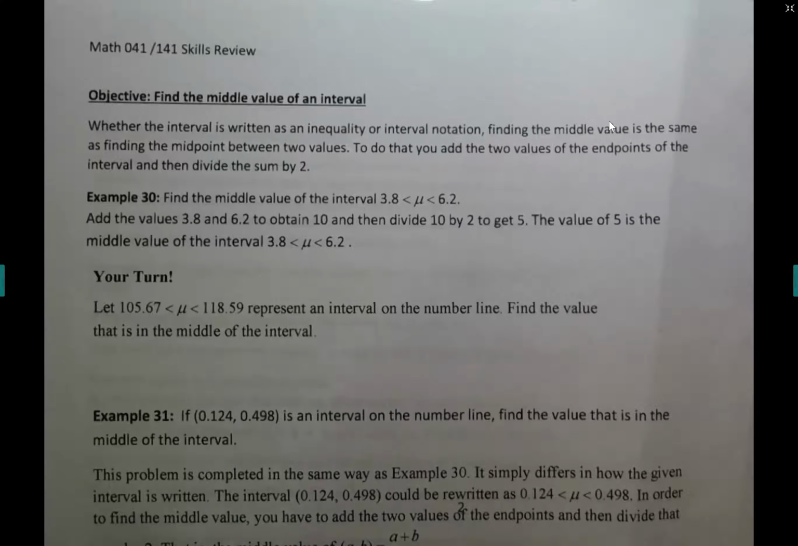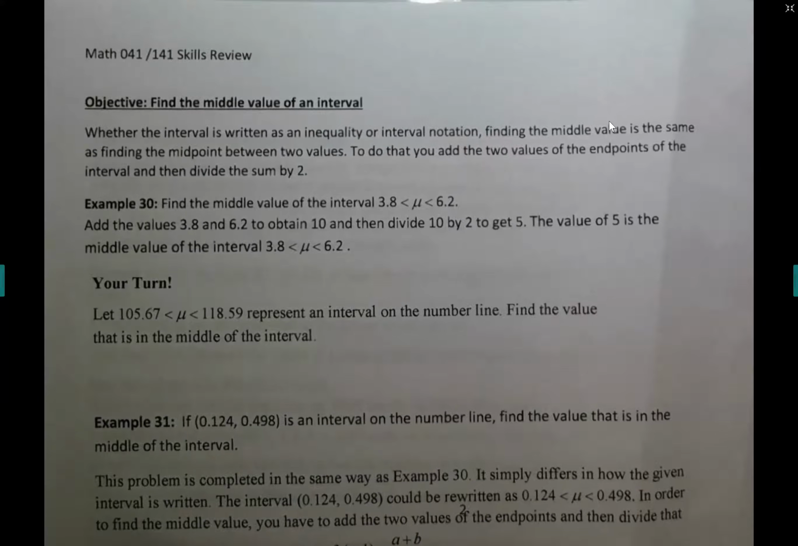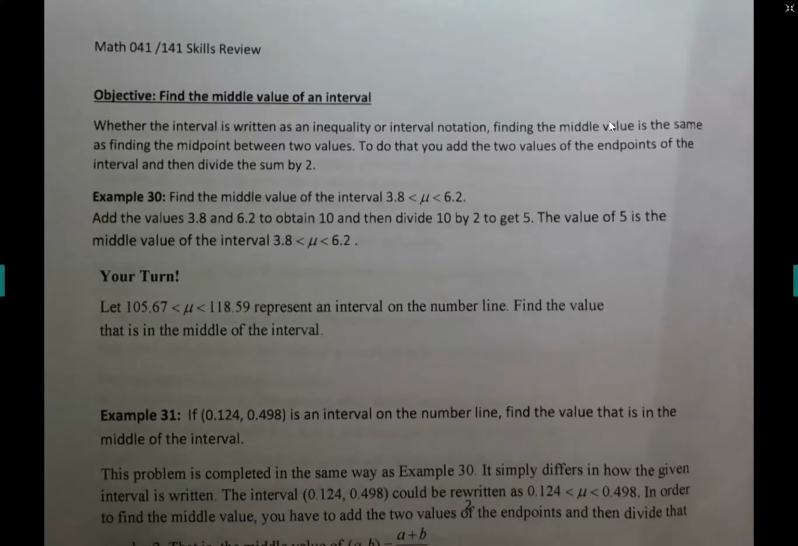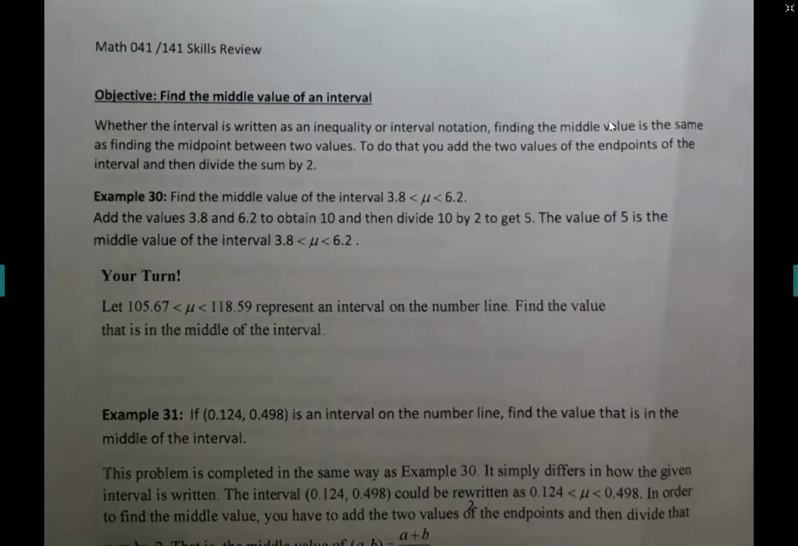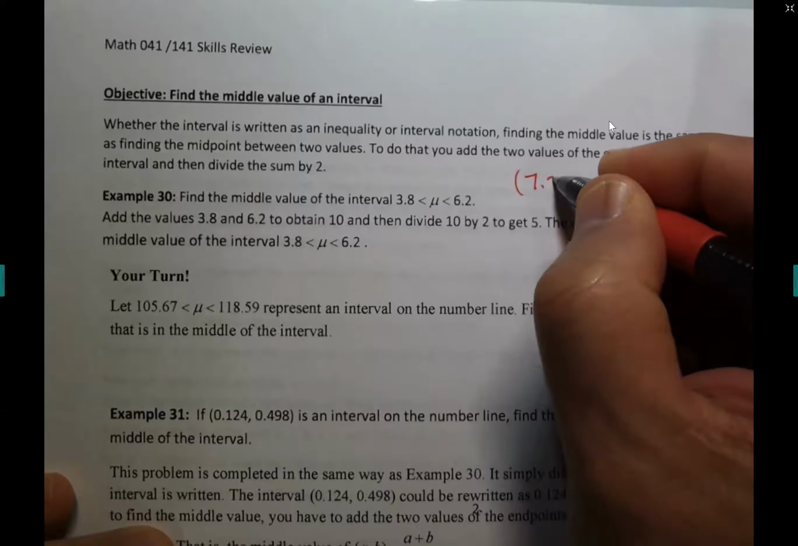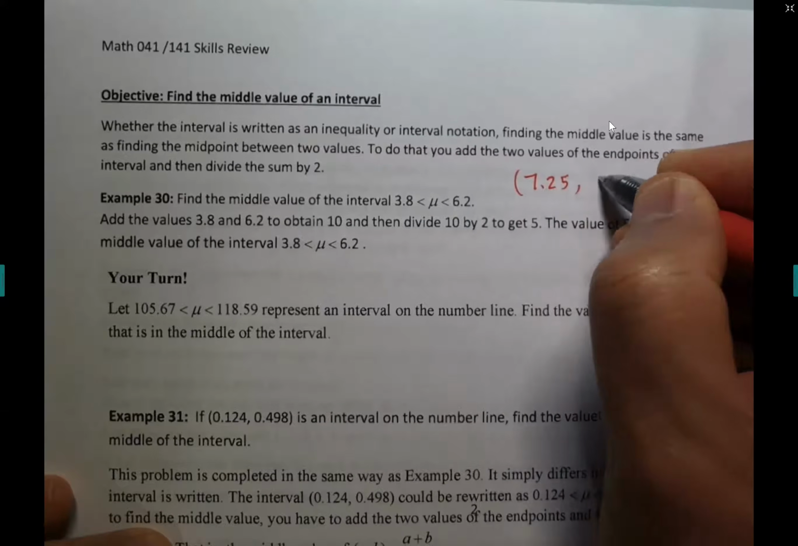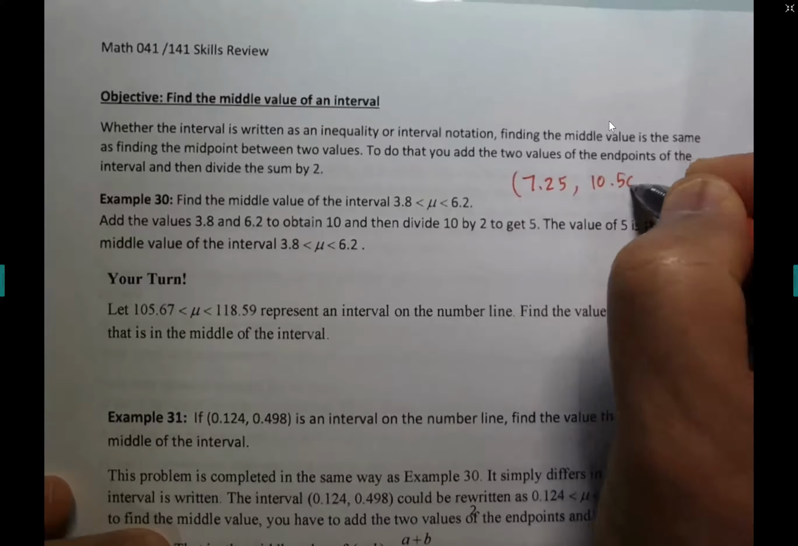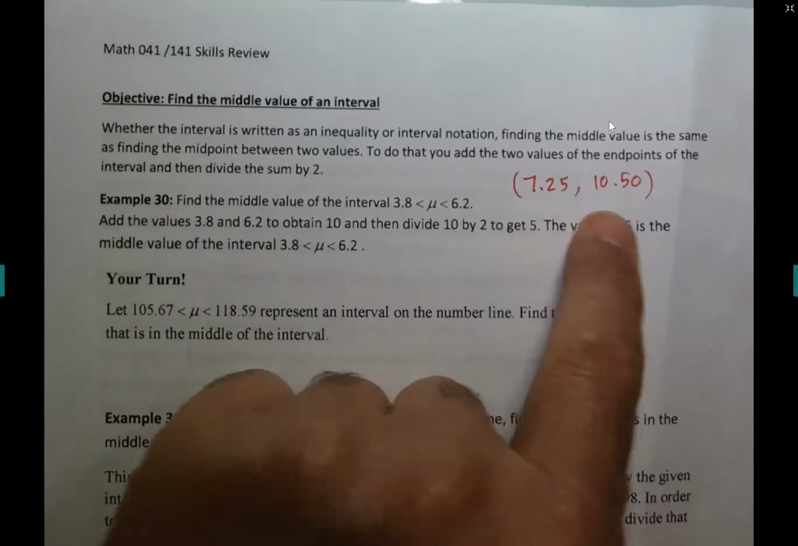All right. So I'm recording the lesson right now. Let me tell you what an interval is. An interval, guys, is a range of values from a lower bound to an upper bound. For example, when I give you this 7.25, comma 10.50, this is called an interval.